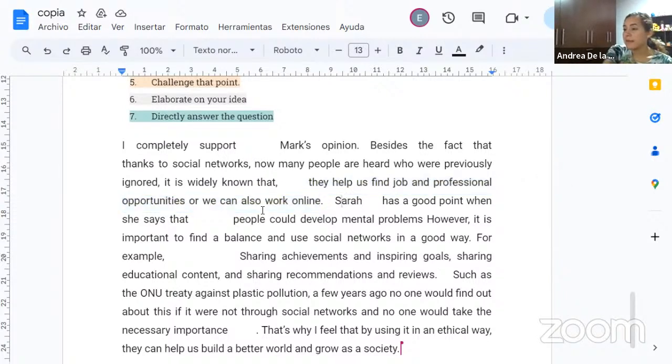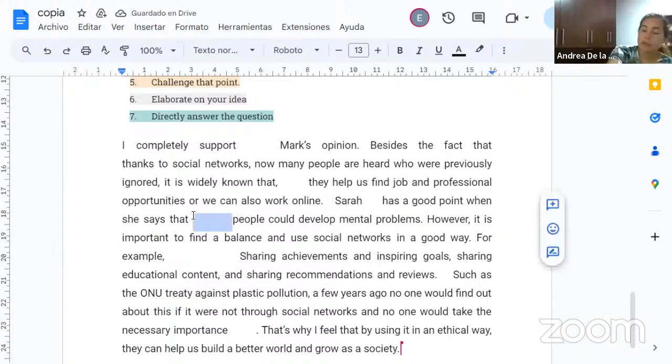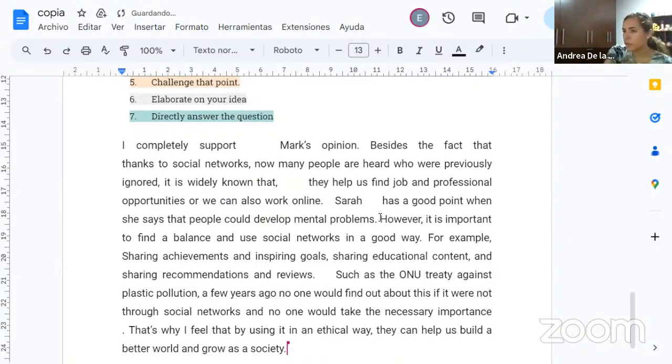So then we have, Sarah has a good point when she says that people could develop mental problems. Okay, mental problems, and I would maybe add, as a result of misusing social media. However, it's important to find a balance and use social networks in a good way.